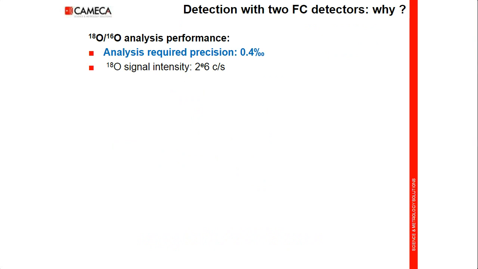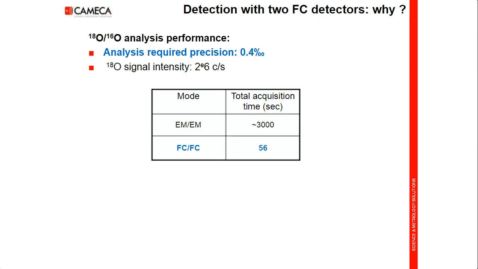So why a detection system with 2 Faraday cup detectors? We show here an example of a measurement of the 18O to 16O isotope ratio, for which the analysis precision needs to be better than 0.4 per mil. If the 18O signal intensity is of at least 2 million counts per second, then we can see in this table that using FC-FC mode is very interesting because of the much shorter acquisition time, about 1 minute, to reach 0.4 per mil precision.